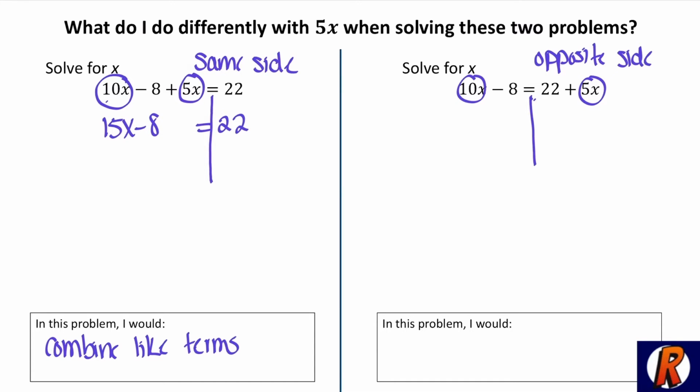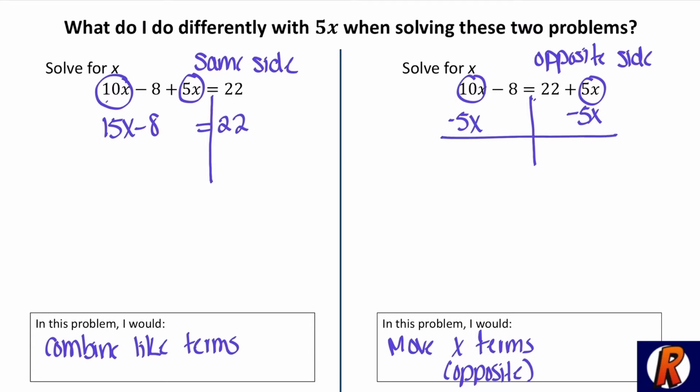Here on the right side, when I try to put those variables together, I need to move the x terms. That means you're actually going to have to do the opposite operation, because when we're moving across an equal sign, you have to do the opposite. So I can't combine it as a positive 5x. I'm actually going to subtract 5x from both sides, which will give me 5x minus 8 equals 22.